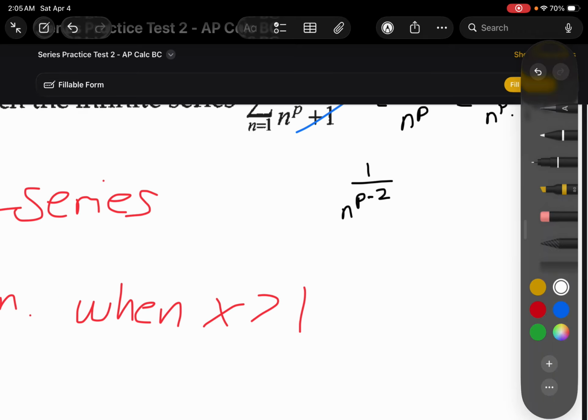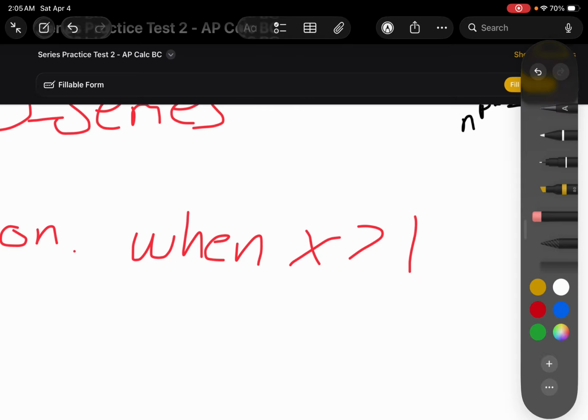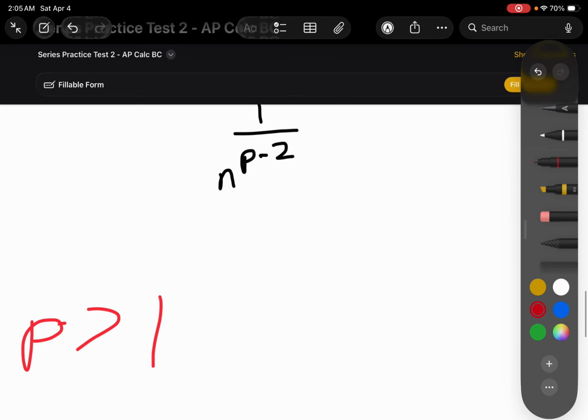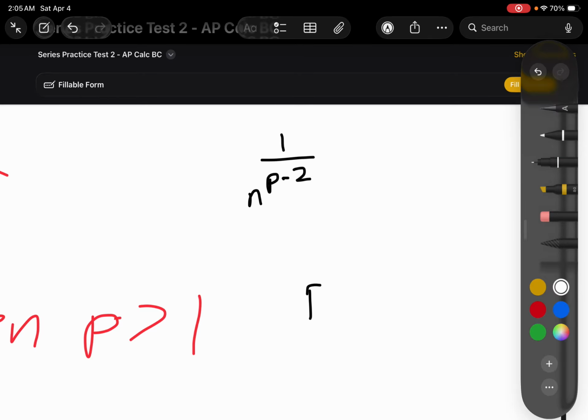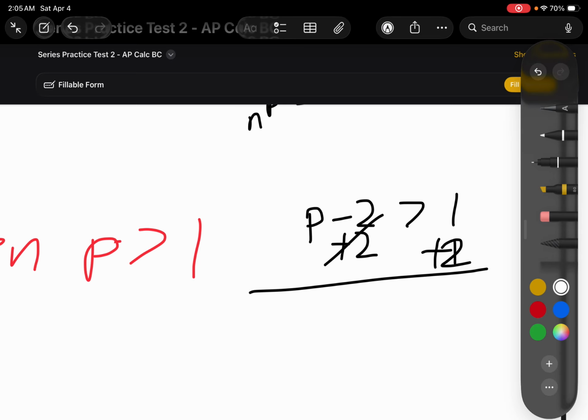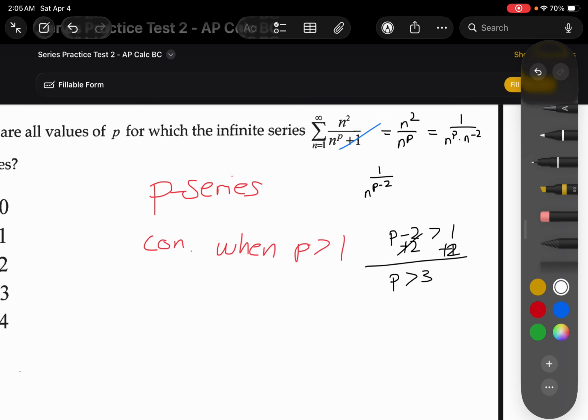So a p series converges when your p value is greater than 1. So we need to find p minus 2 is greater than 1. So it's going to be p is greater than 3. Your answer is going to be D.